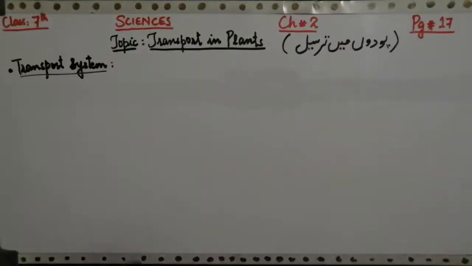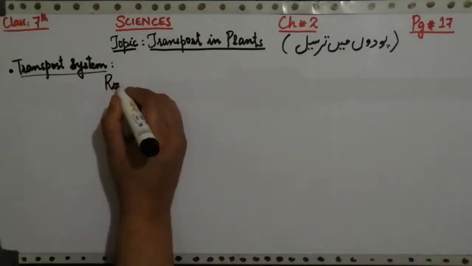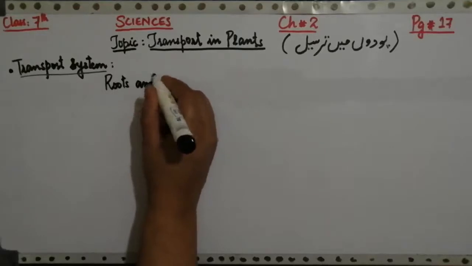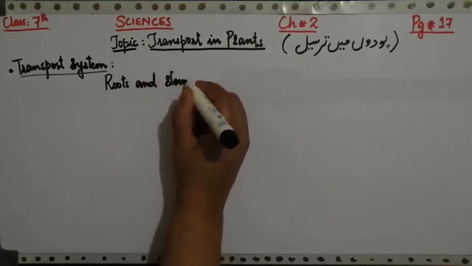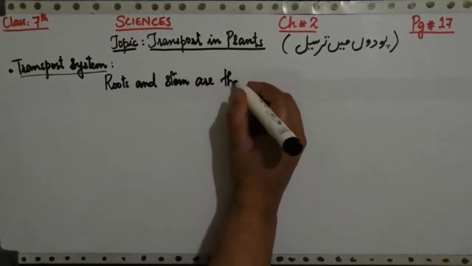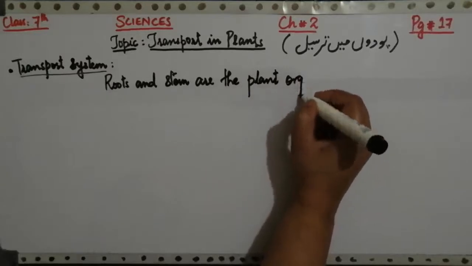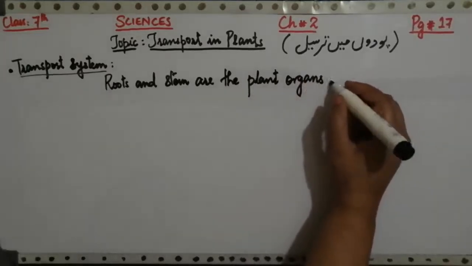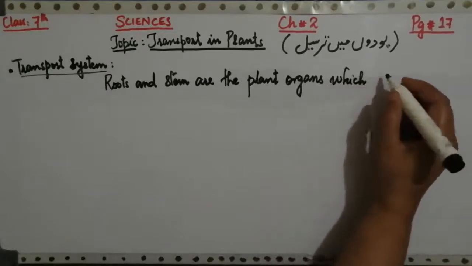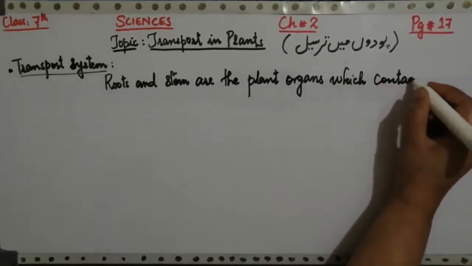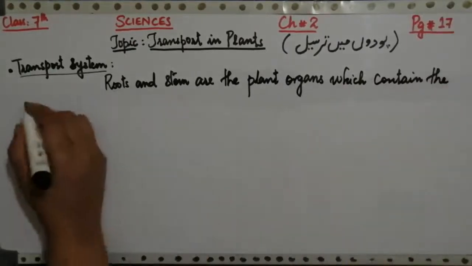First we are going to define transport system. This is the system in plants which works for the transportation or carrying of liquids up and down the plant. So first we are going to mention the definition that roots and stems are the plant organs. Roots and stem are the plant organs, यानी root और stem पौधे के वो organs हैं which contain the transport system, जिनमें transport system मौजूद होता है, which contain the transport system.